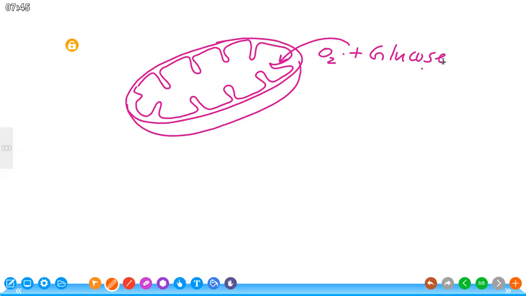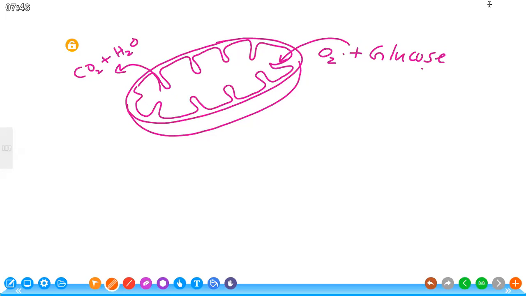Carried by the blood, the glucose inside the mitochondria gets burned with oxygen. That is called oxidizing of glucose. By means of the oxidizing process, carbon dioxide and water are produced along with energy. Energy is the main product here.